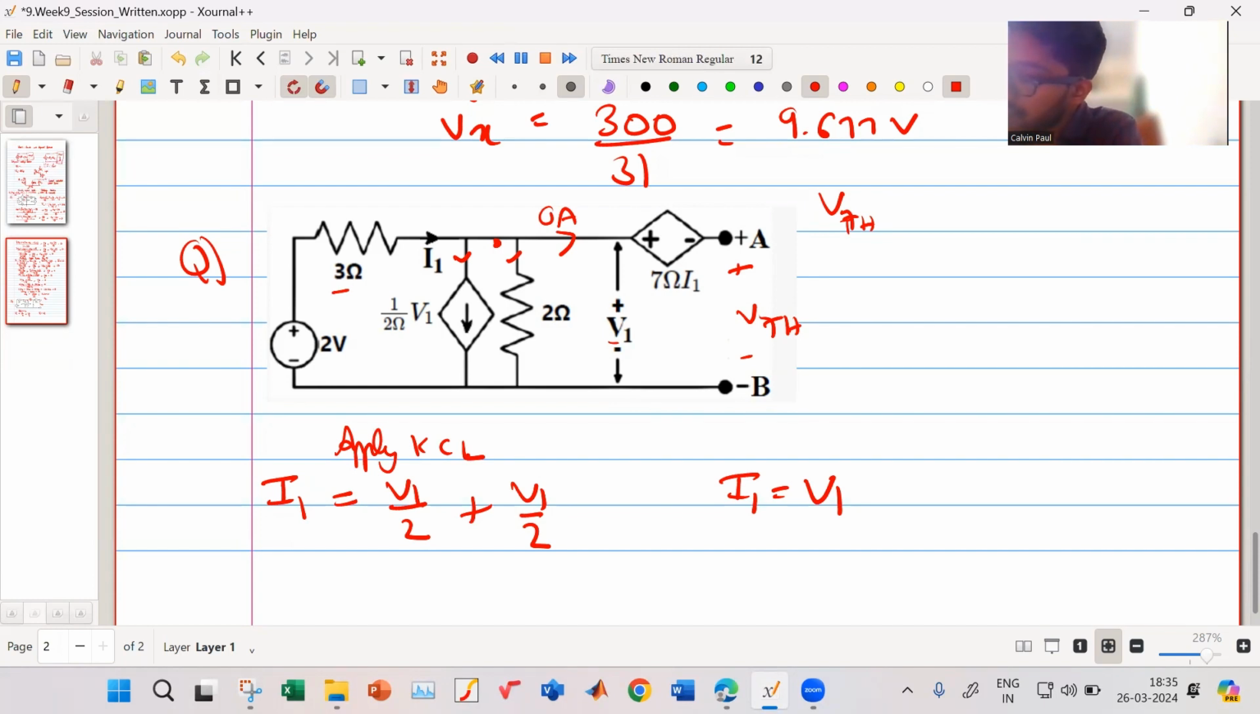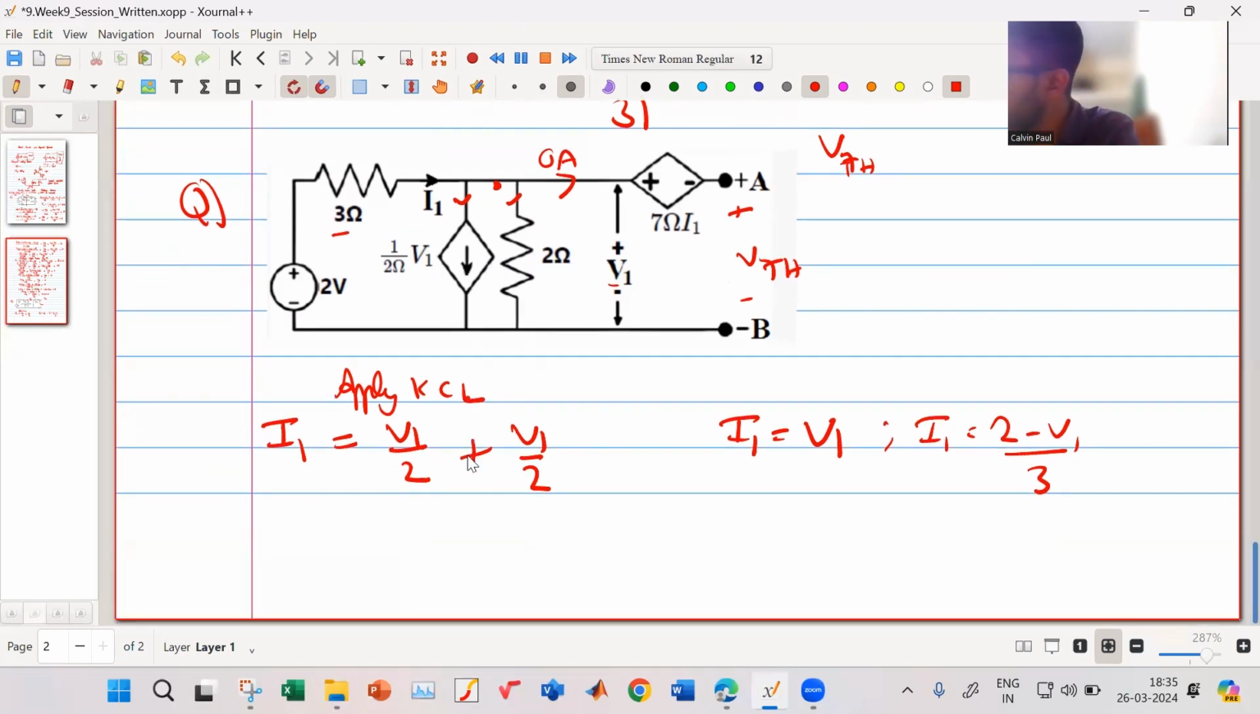Now, what is your I1 in your circuit? 2 minus V1 by 3, right? So now we will solve it. I1 is 2 minus V1 upon 3 and I1 is equal to V1. So we put V1 is equal to 2 minus V1 upon 3. So I get 3 V1 is equal to 2 minus V1.